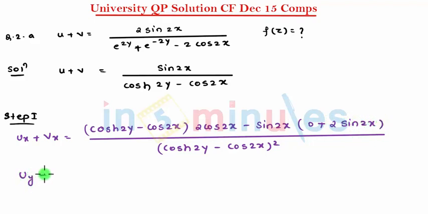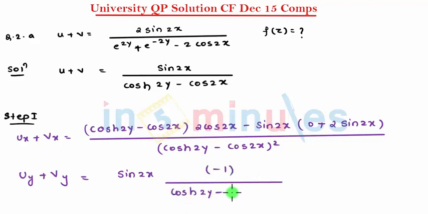When I do uy plus vy, this comes as sin 2x constant, minus 1 divided by cos hyperbolic 2y minus cos 2x the whole square, and differentiation of this with respect to y comes to be 2 sin hyperbolic 2y, and differentiation of cos 2x is 0.